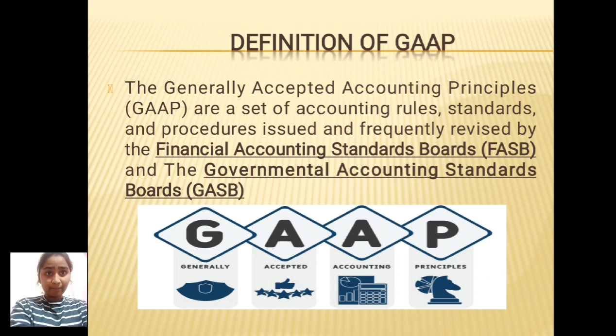And the definition of GAAP. The generally accepted accounting principles are a set of accounting rules, standards, and procedures issued and frequently revised by the Financial Accounting Standards Board, that is FASB, and the Governmental Accounting Standards Board, GASB.